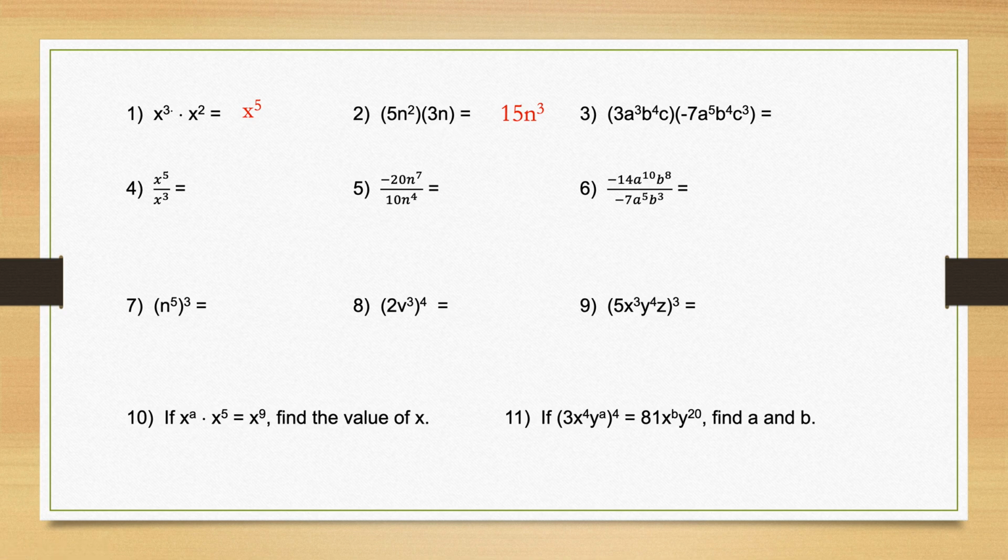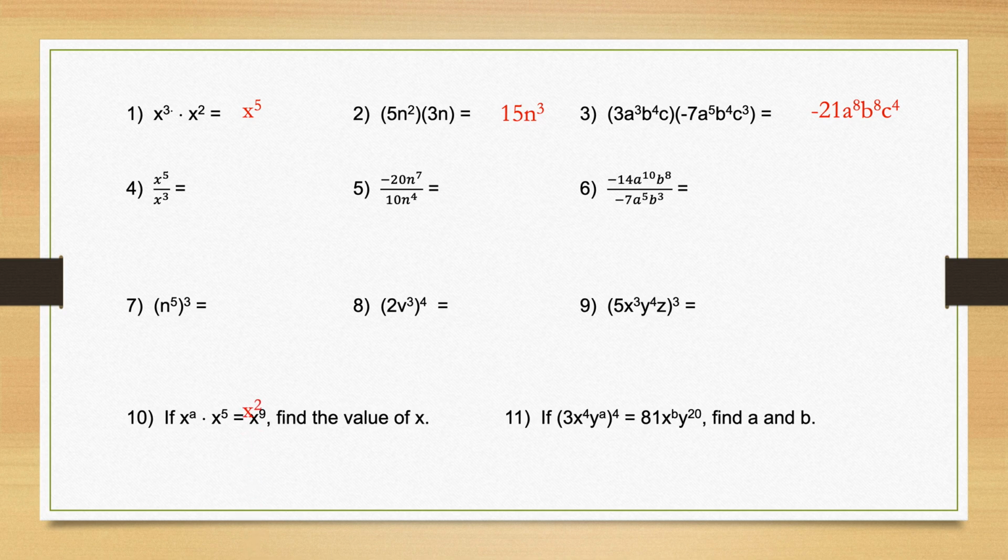Next up, 3 times negative 7, because you're going to multiply coefficients, add exponents. 3 times negative 7 is negative 21. And then 3 and 5 make 8. 4 and 4 make 8. And 1 and 3 make 4. So a to the third times a to the fifth is a to the eighth. B to the fourth times b to the fourth is b to the eighth. And c to the 1, even though we don't bother to write it, it's there, times c to the third is c to the fourth. Okay? Let's do 4, 5, and 6 now.